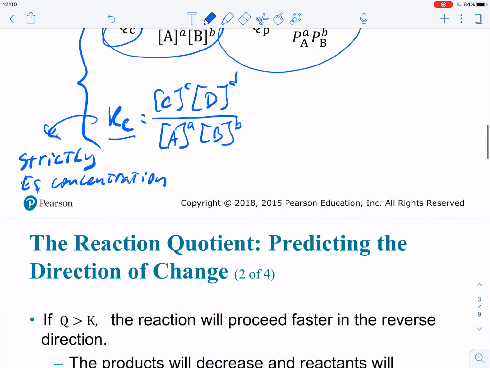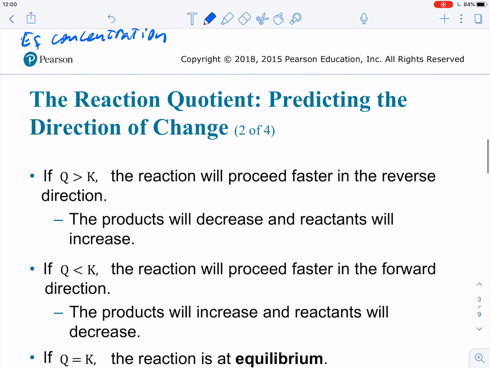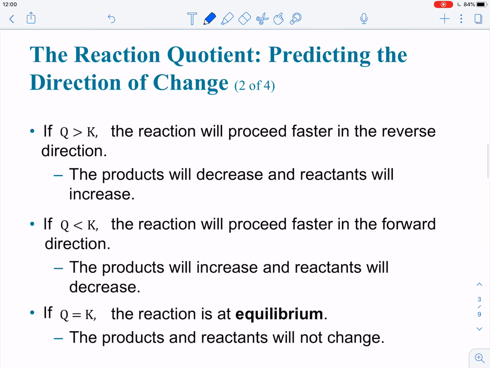Okay, so we are talking about comparing the reaction quotient with the equilibrium constant. What are the situations? Well, Q could be larger than K, Q could be smaller than K, or Q can be equal to K. Depending on where the value of Q falls, you have a different conclusion. So first, let's take a look at what if Q is larger than K.